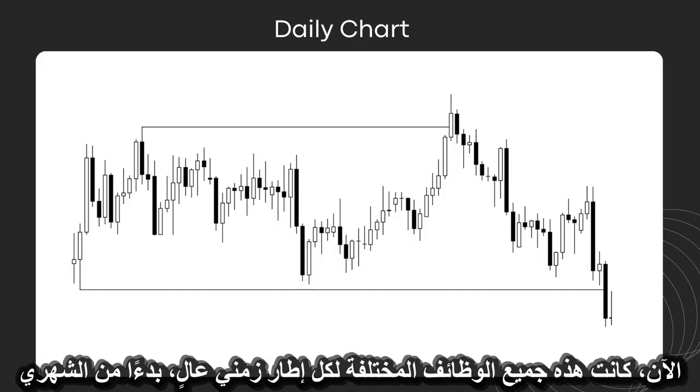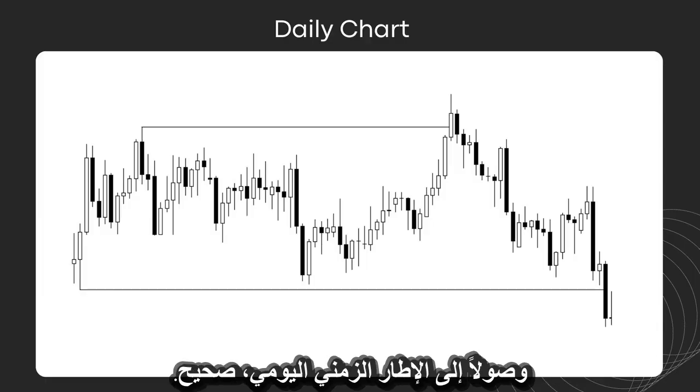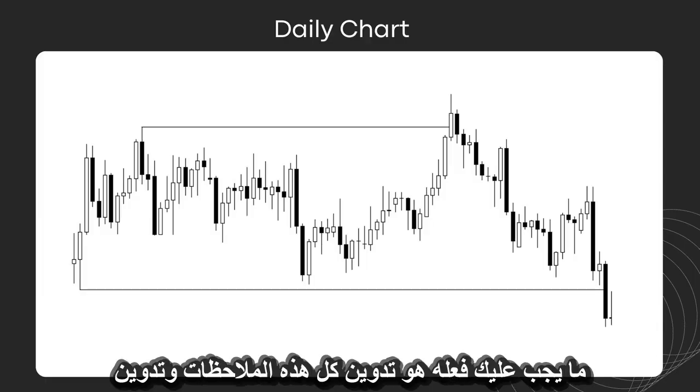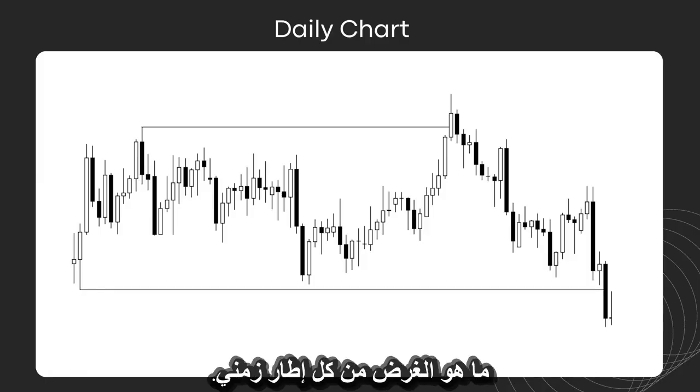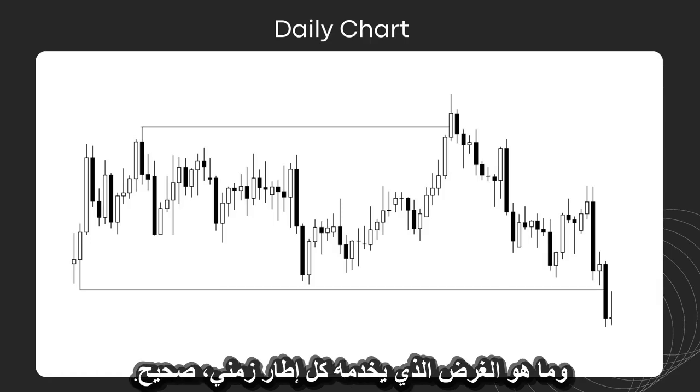Now, these were all the different functions of each higher time frame, ranging from the monthly down to the daily time frame. What you should do is note all of these down, note all of the characteristics that I just told you about, and remember the purpose that each time frame serves.